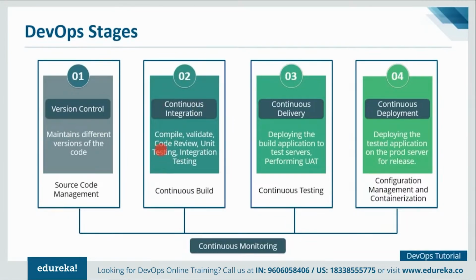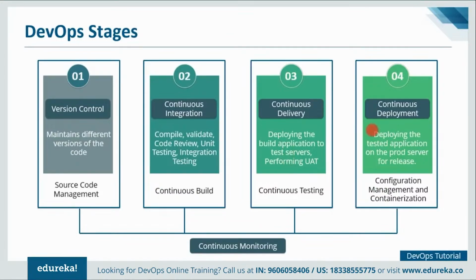Once continuous build is done, you then deploy it onto the test servers for end user testing or user acceptance testing, where you use tools like Selenium. That is called continuous delivery. Now, till here, any questions, Ajay? I hope I'm clear. All right, Ajay is fine with it.